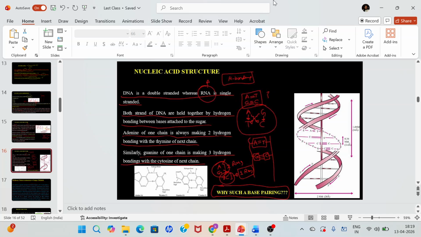Now, the structure of nucleic acid, if we go into detail: DNA is a double-stranded molecule, whereas RNA is single-stranded. Both strands of DNA are held together by what? Hydrogen bonding, and that happens by complementarity, because adenine will bind to thymine and guanine will only bind to cytosine. This is the rule.